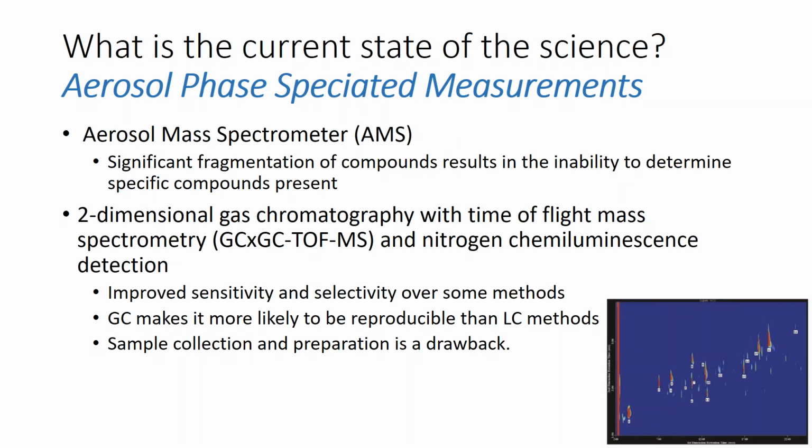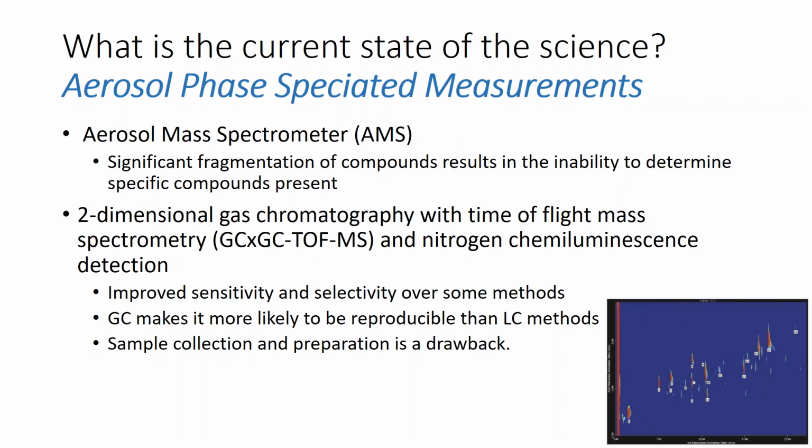You know that from some of those fragments, some of them were organic nitrogen containing, but it's really hard to recreate what they were. There's also a group from the University of York that has developed a two-dimensional gas chromatography method with mass spectrometry and nitrogen chemiluminescence. And so because they use this nitrogen chemiluminescence detection, they have improved sensitivity for their organic nitrogen detection. And the use of GC makes it more likely to be reproducible than the LC methods.